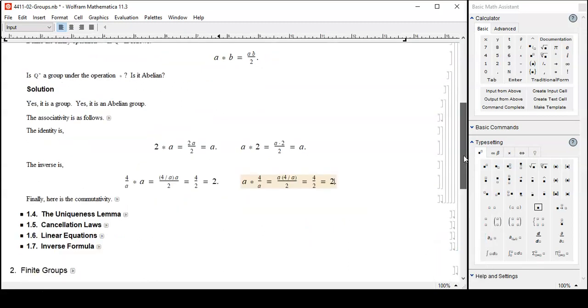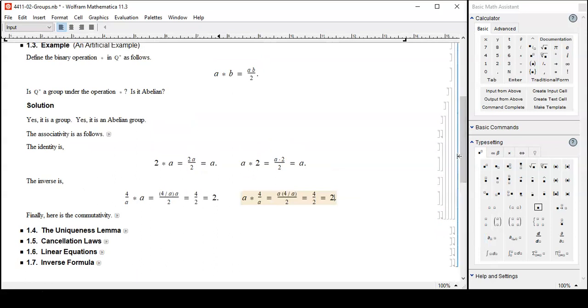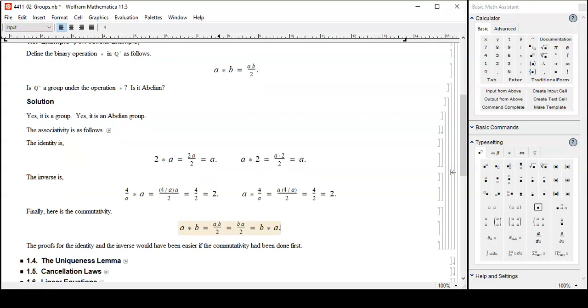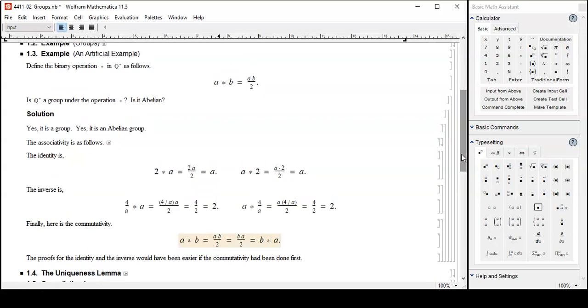Okay, finally, commutativity. Well, that's going to be easy because all you have to do is go through this, and this multiplication takes place in the numerator, and multiplication is commutative. So it's an easy proof. There you go. A star B is AB over 2, and that's equal to BA over 2, so it's B star A.